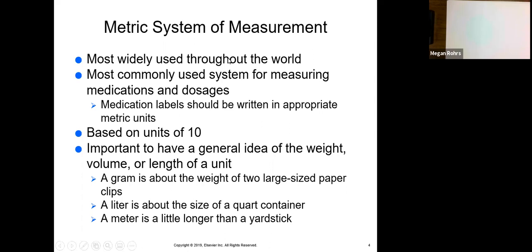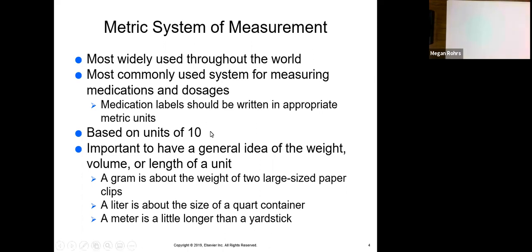The metric system is based on units of 10, so it is very easy for us to convert between the different prefixes that we're going to take a look at. So for example, going from grams to kilograms or from milligrams to micrograms. And I'll show you guys some examples of that here in just a little bit.